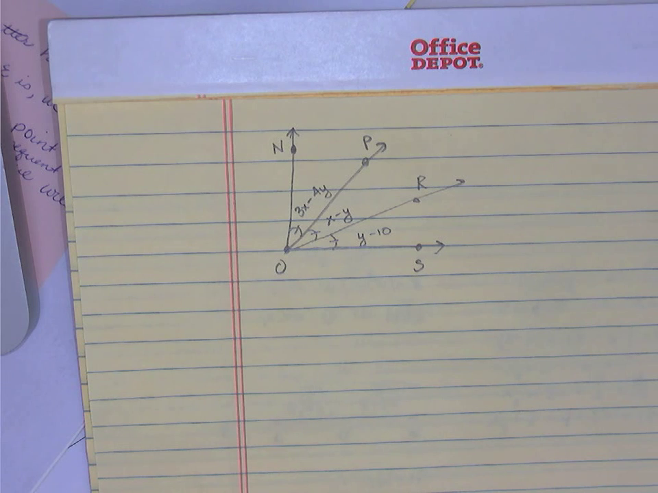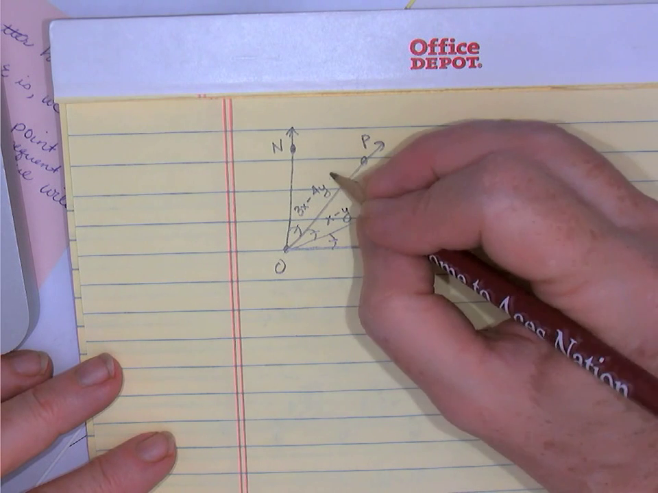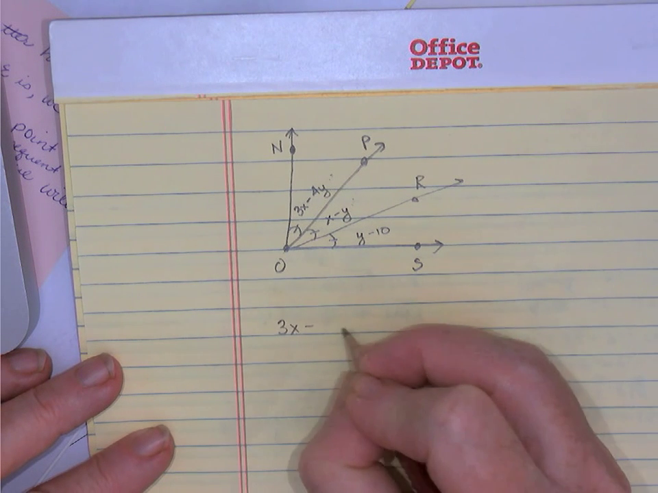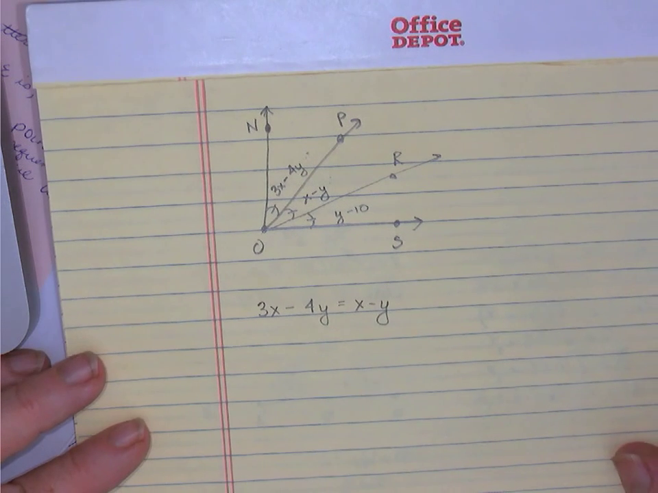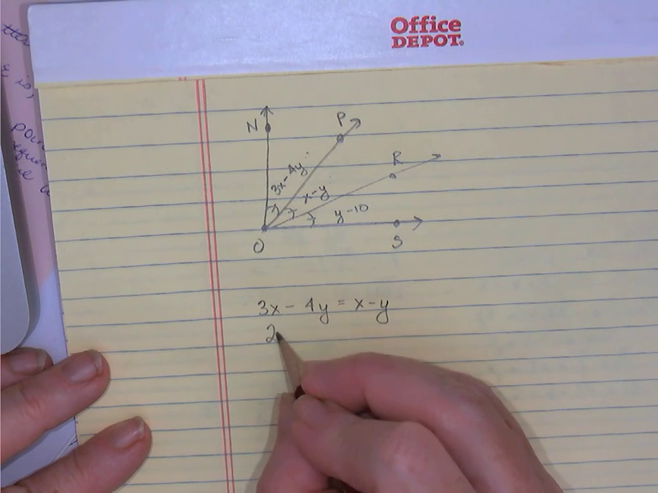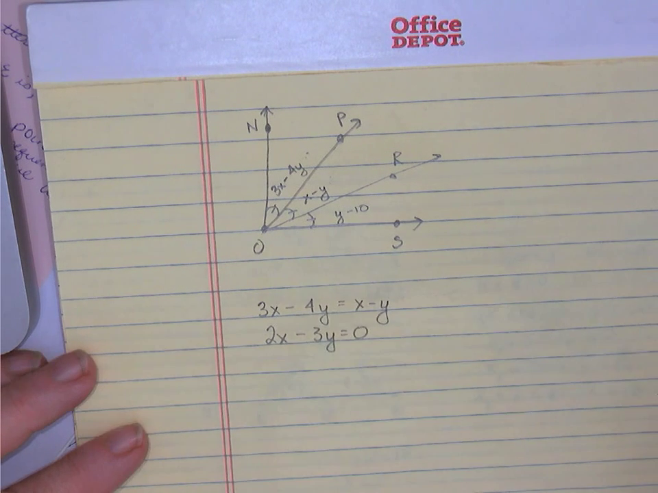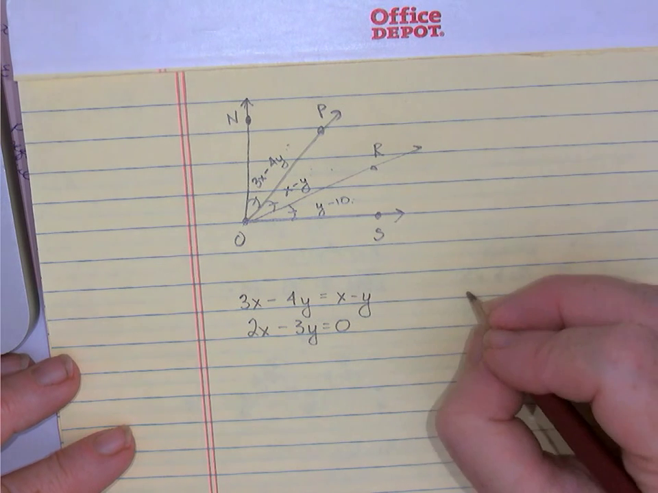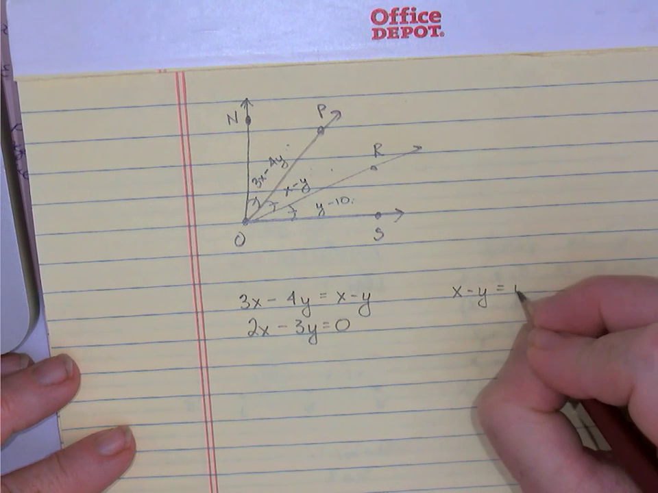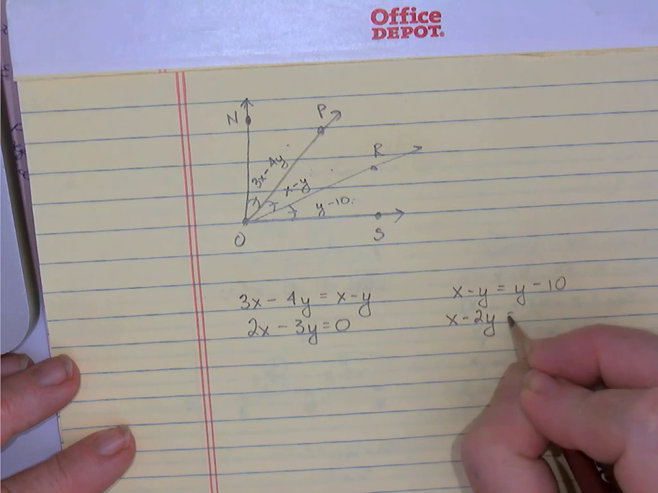And we have two unknowns. We have two variables, x and y, so we need two equations. So I'm first going to say these two angles are equal. So one thing I know is that 3x minus 4y equals x minus y. And I'm going to put everything on the left-hand side. That gives me 2x. I'm going to add y to both sides, so 2x minus 3y is 0. So there's one equation. I'm also going to say that these two angles are equal. So x minus y equals y minus 10. I'm going to move the y over, so that gives me x minus 2y is negative 10.